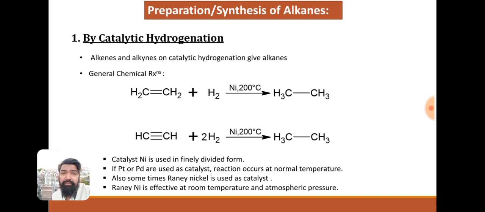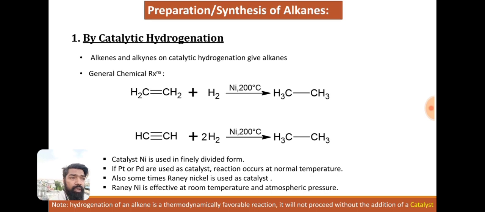If platinum or palladium are used as catalyst, the reaction occurs at a normal temperature. Also, sometimes Raney nickel is used as the catalyst. You have to remember this catalyst, very important. The catalyst is a very important factor for the completion of the reaction. Raney nickel is effective at room temperature and atmospheric pressure also. So this is a very easy reaction for how we can synthesize the alkanes, in presence of catalytic hydrogenation.